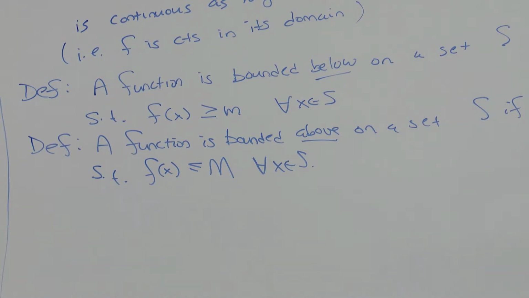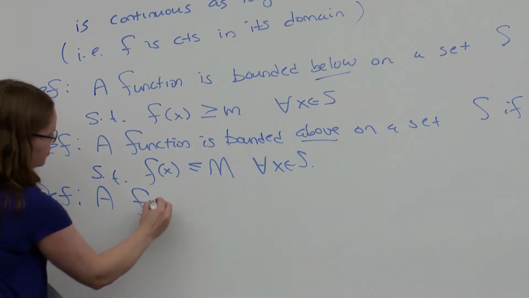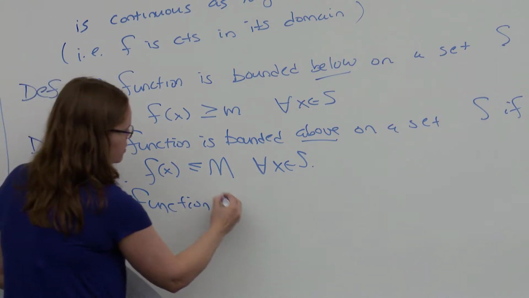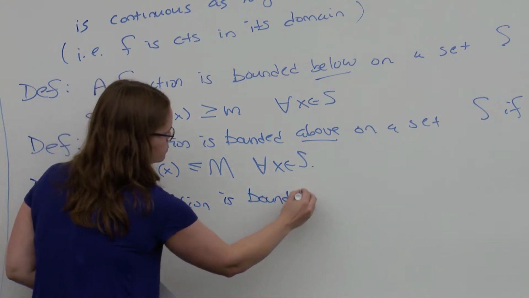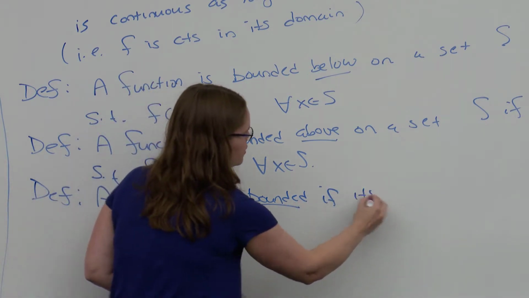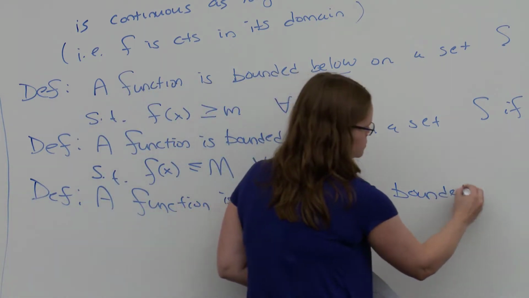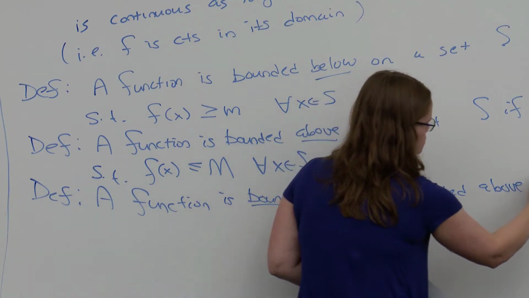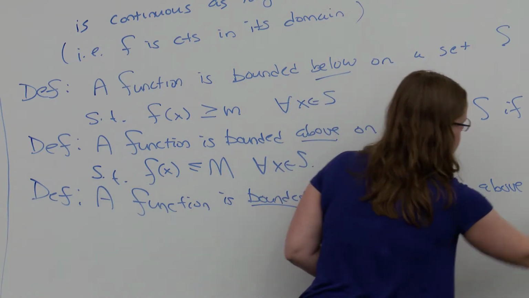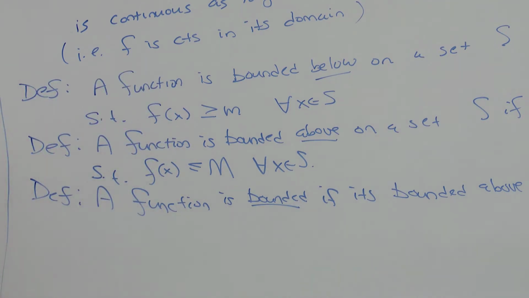Okay, and we're going to say that a function is just bounded, generically bounded, if it's got a bound from below and a bound from above, if we've got it sandwiched in between two finite numbers. So this is our last piece of our definition. A function is just straight out bounded if it's bounded above and below. We're happy with this definition?